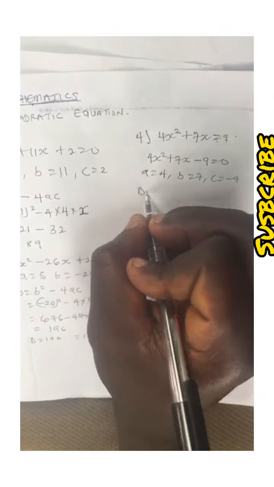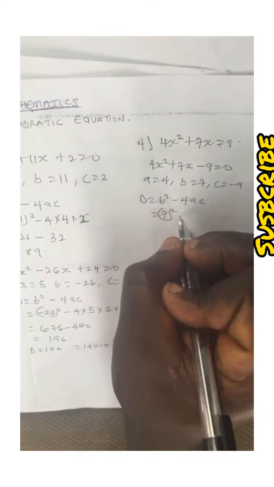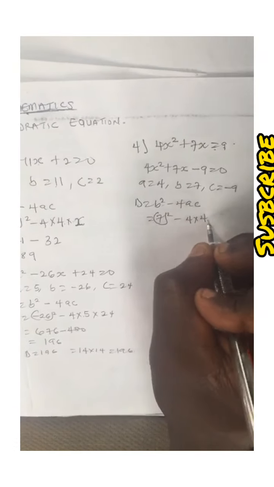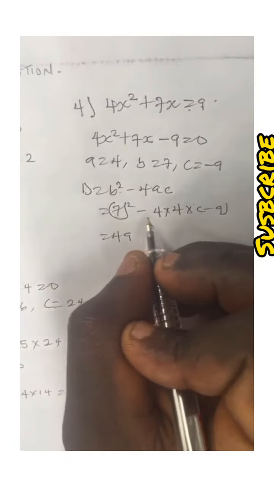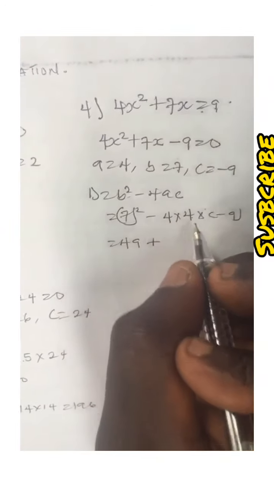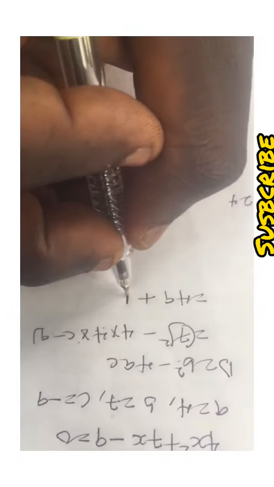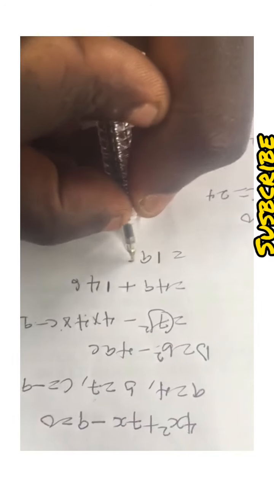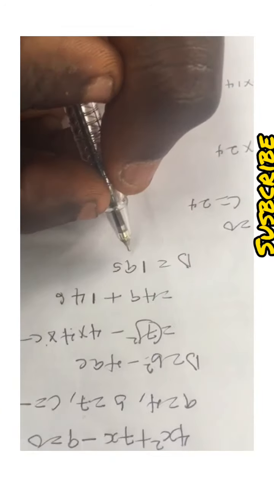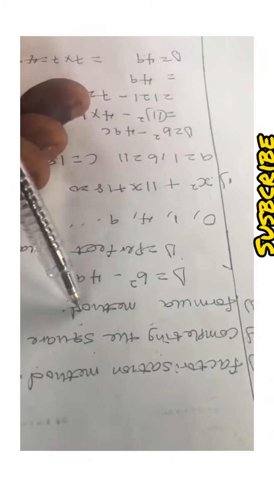Now, D is equal to B squared minus 4AC. The value of B is 7. 7 squared minus 4 times A, which is 4, and C is times minus 9. Now, 7 squared is 49. Minus times minus is plus. 4 times 4 is 16. 16 times 9 gives 146. Now, 146 plus 49 gives 195. Therefore, D is equal to 195. 195 is not a perfect square. Now, we can't use the factorization method to solve it. We can only use either the completing the square method or the formula method.